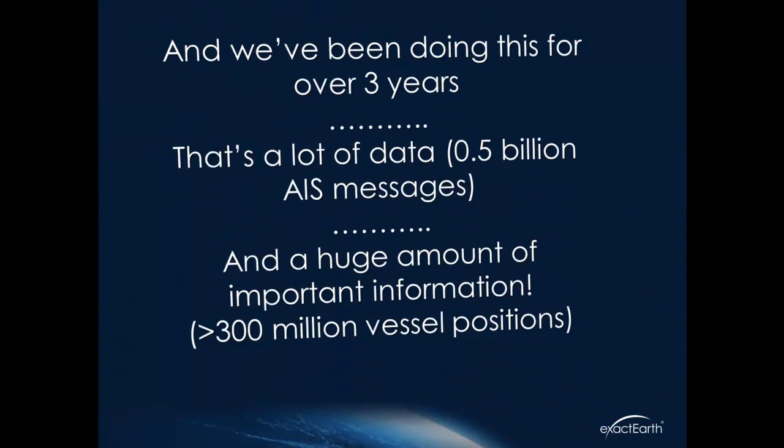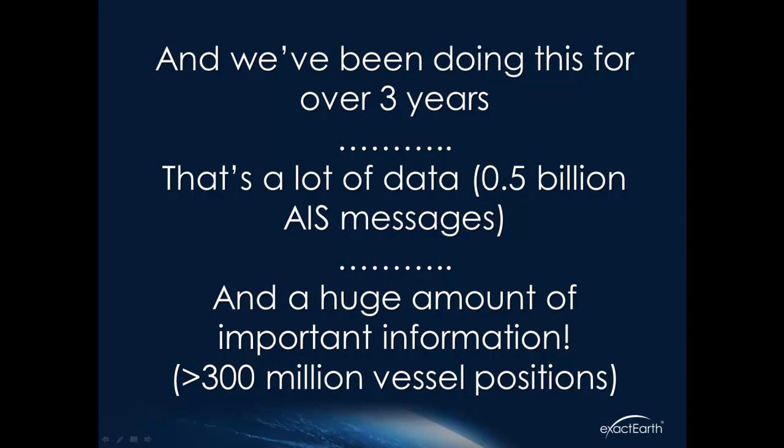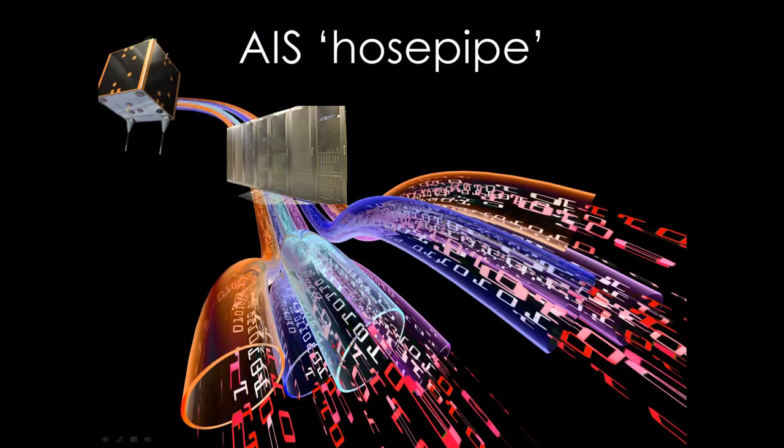What we tend to forget is we've been doing this for over 3 years, and that really is a lot of data. We're talking perhaps somewhere around 500 million AIS messages over that time, and a huge amount of important information on over 300 million different vessel positions, giving us a quite unique insight into the world's ship movements.